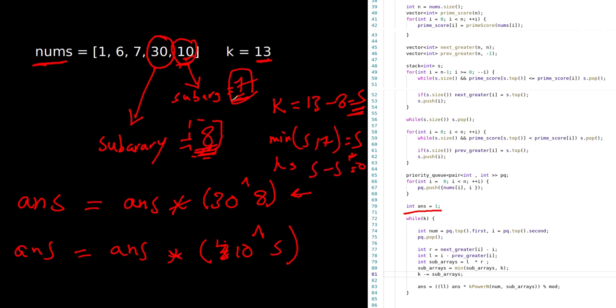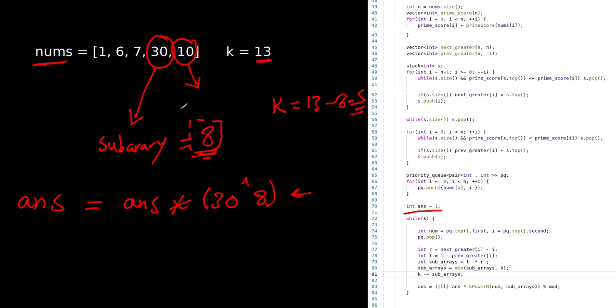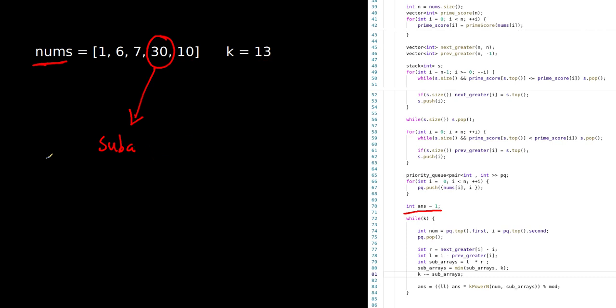Remember, these numbers are just an example, not necessarily the correct numbers. So this is the procedure we will follow: we start with the maximum value, then the next, and so on. Now the question is, how can we know the number of subarrays in which the number has the maximum prime factor?